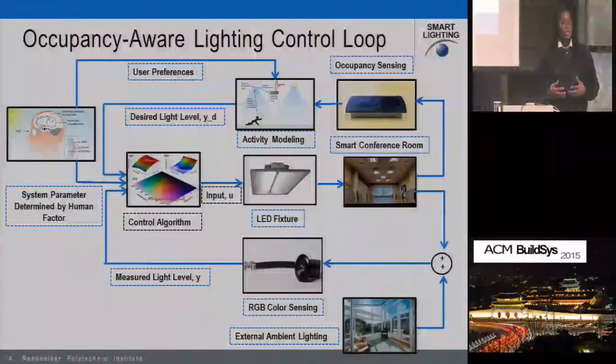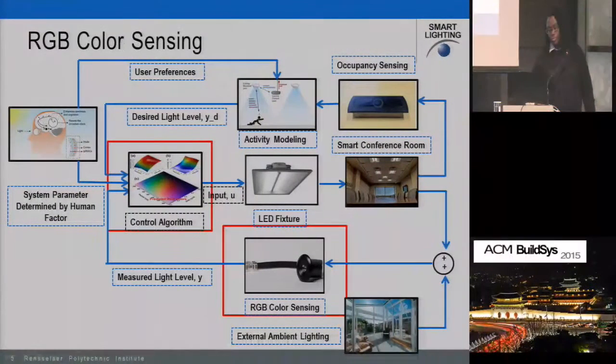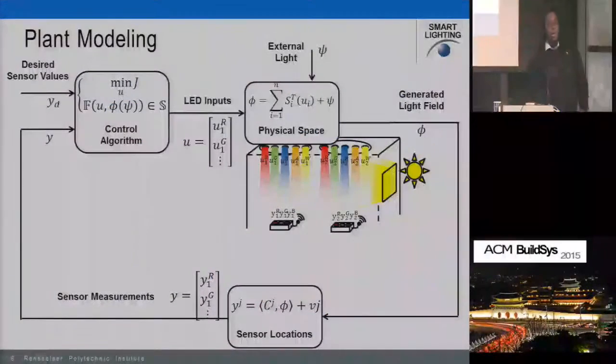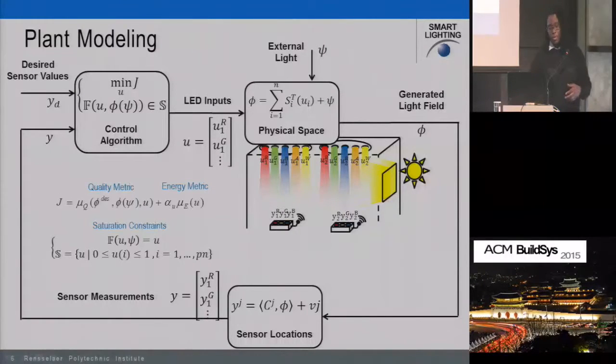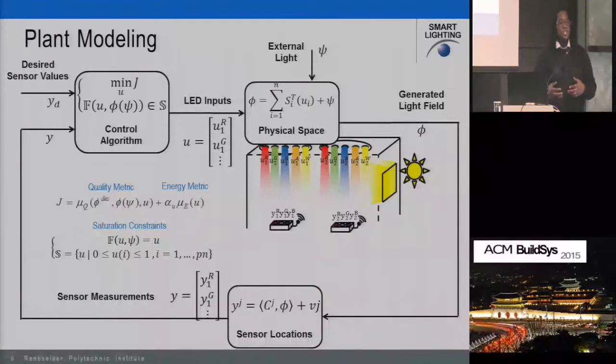I'll begin by focusing on the RGB color sensors. Our plan can be modeled like this. We have our light field in the room, which is generated by a combination of our LED fixtures and our ambient lighting. This light field is sensed by our RGB sensors, or array of RGB sensors. Using this sensed measurement and our desired values, we can minimize a cost function based on a set of optimization constraints. For example, we can make a cost function that balances the quality of the light and the energy efficiency of the system, subject to an optimization constraint such as the saturation of the light fixtures.